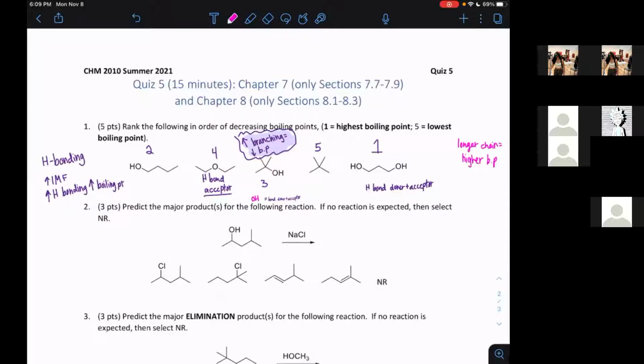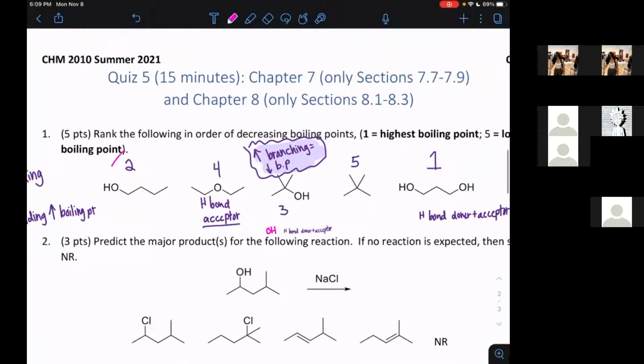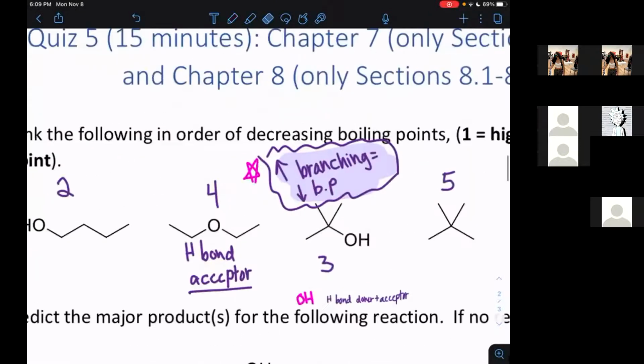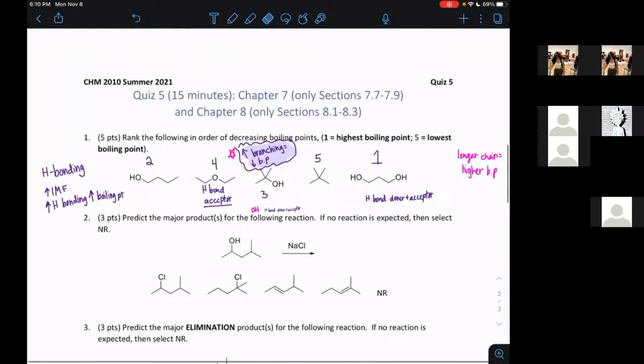Okay, I kind of get it. Yeah. And then when it comes to doing between like 2 and 3, this is just helpful. Which one's helpful, you said? Branching, or like when there's more branching, then it means it has a lower boiling point. Got it. Thank you. Yeah. Okay.